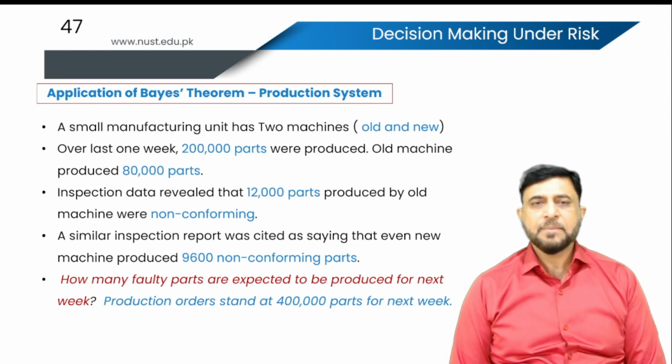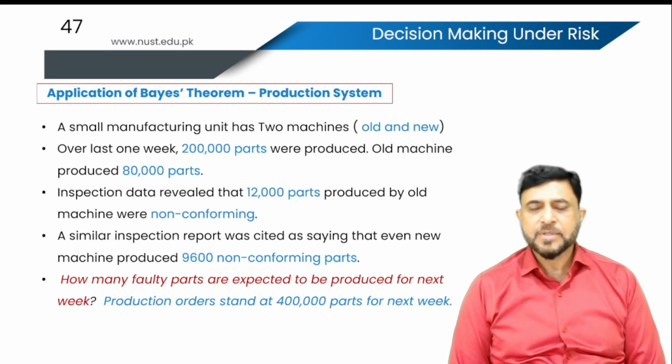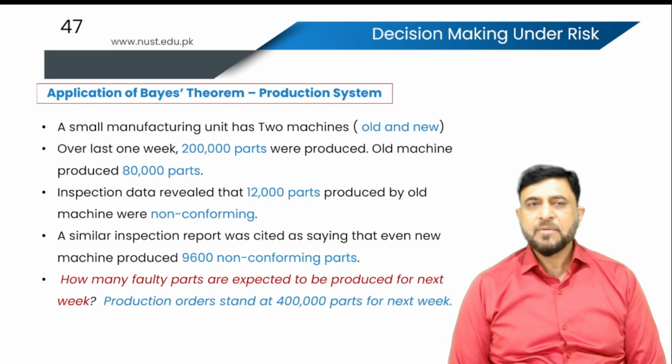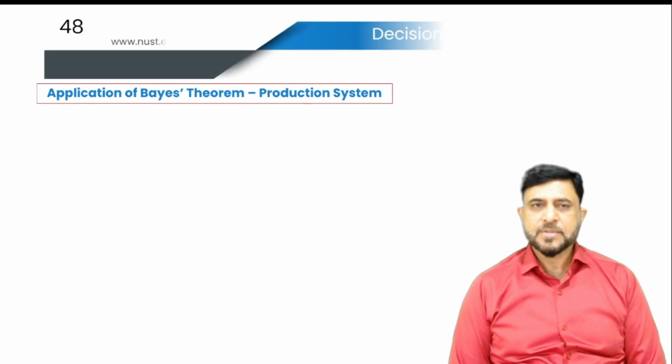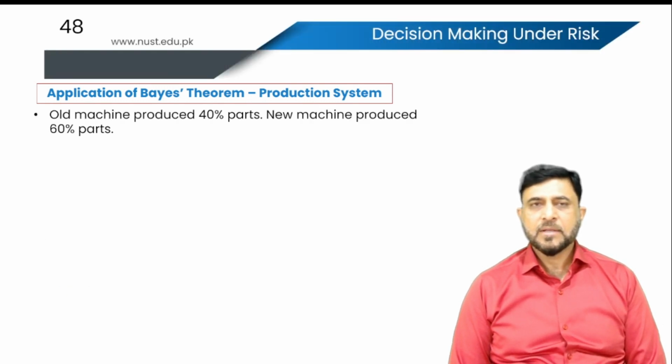So how many faulty parts are expected to be produced for next week? Production orders stand at 400,000 parts for next week. So this week it was 200,000 and next week it is 400,000. So what is our objective? We have to find how many faulty parts are expected to be produced. Okay, apply the Bayes theorem.